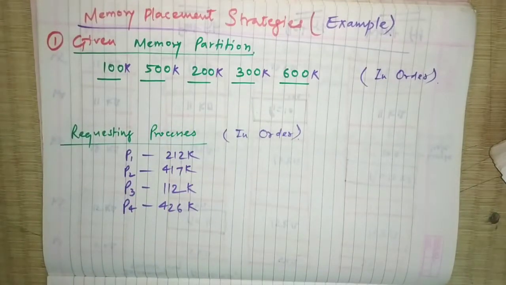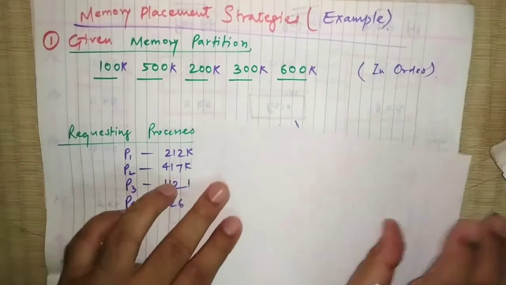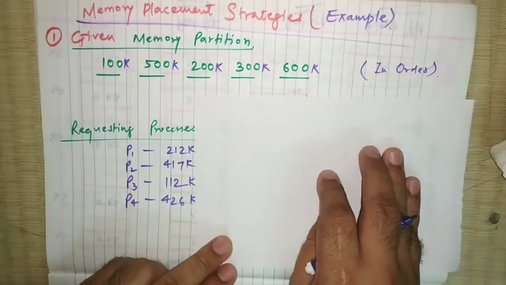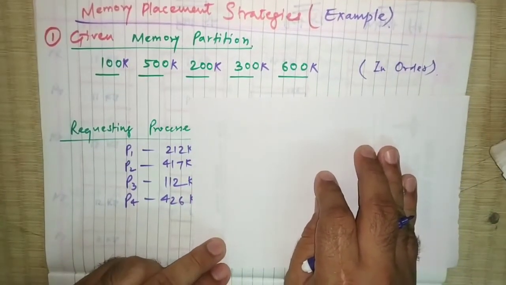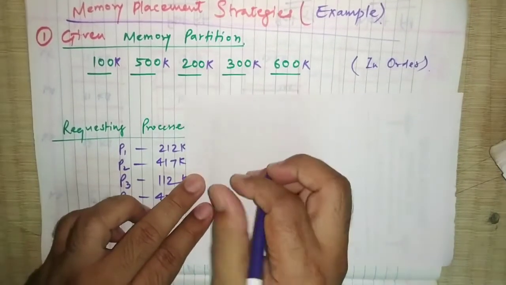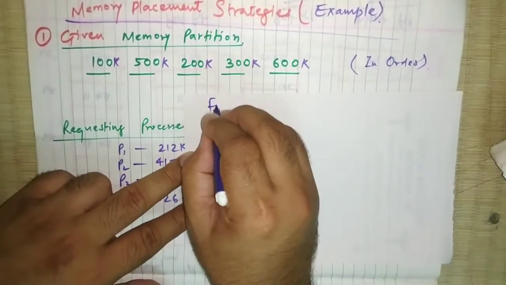So we have to apply the different memory placement strategies, that is first fit, best fit and worst fit. And we have to find which one is the suitable one, and which algorithm makes the most efficient use of memory. Okay, so let us start with the first one, that is first fit. We'll do it over here so that it will be easily understood.